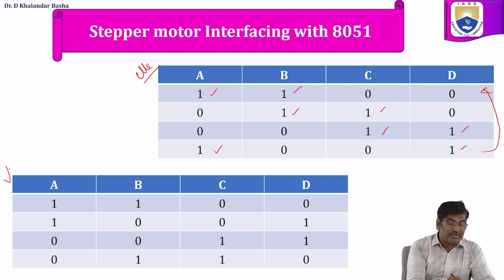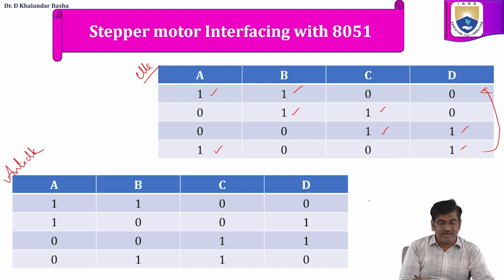Whereas for anti-clockwise rotation, if you give the excitation initially for AB windings, then in the next iteration the clock pulses are given for winding A and winding D, next winding C and winding D, followed by winding B and winding C. After that, it is a continuous pattern.